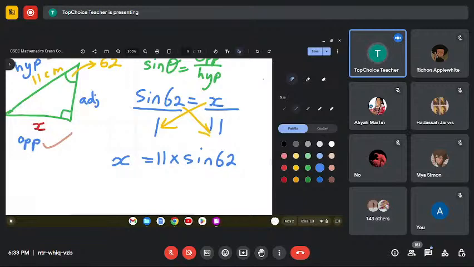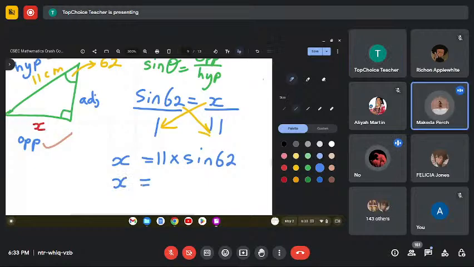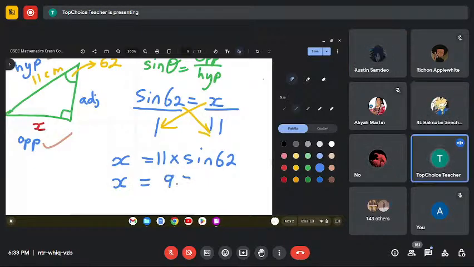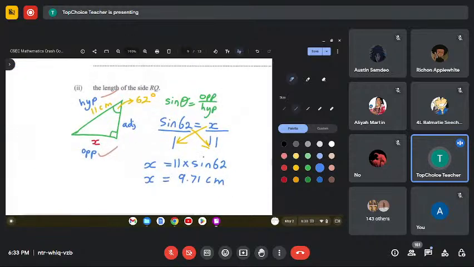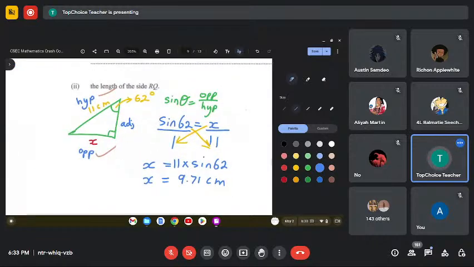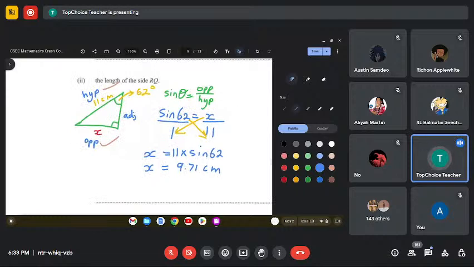So once your calculator is in the correct mode, put in 11 multiplied by sine 62, and I believe you should get 9 point something. What is it? 9 point what? 9.71. Right, let's just keep it that simple. 9.71 or 9.7, it doesn't matter. Centimeters. That is the answer. That is the length of the side RQ. Okay, and that's it. This is what I call classical trigonometry.